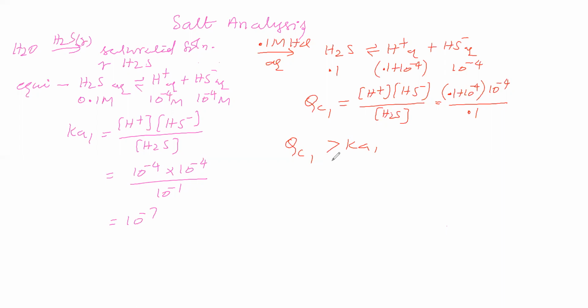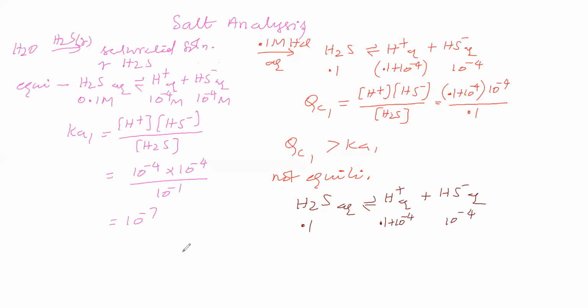So the system is not at equilibrium. Equilibrium is disturbed, so backward is favored. Now, since backward is favoring, we write H2S aqueous gives H plus aqueous plus HS minus aqueous. Here it is 0.1, it is 0.1 plus 10 to the power of minus 4, it is 10 to the power of minus 4. Now we are saying backward is favored.